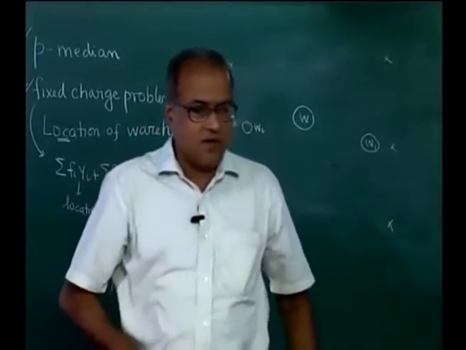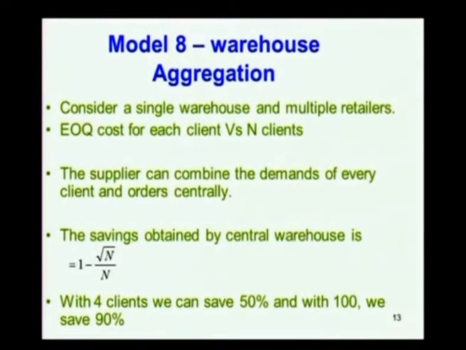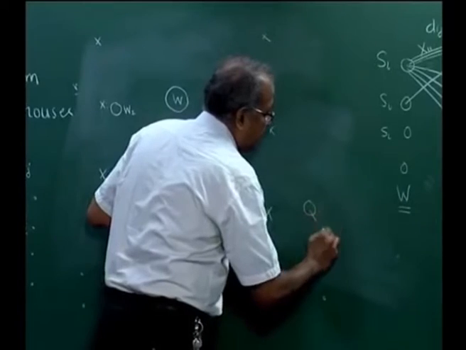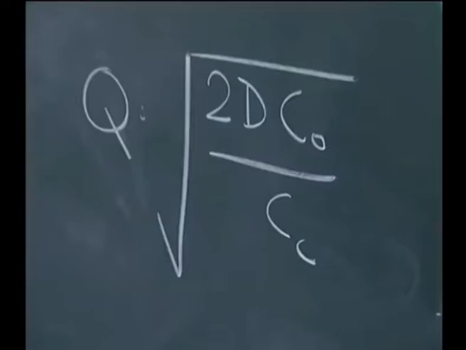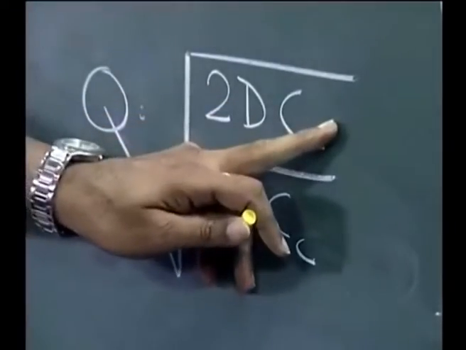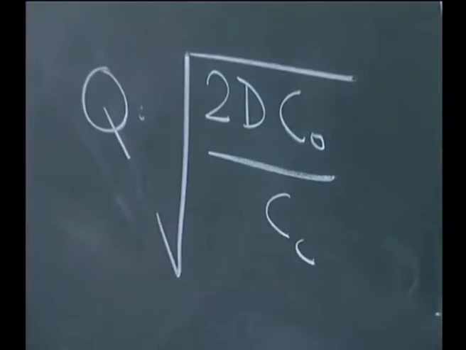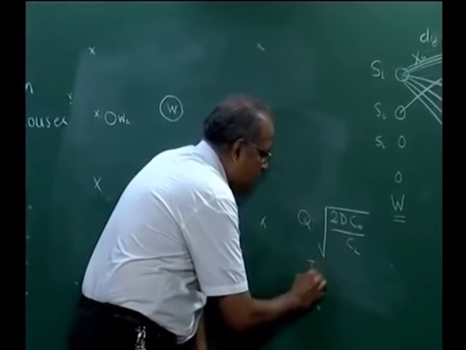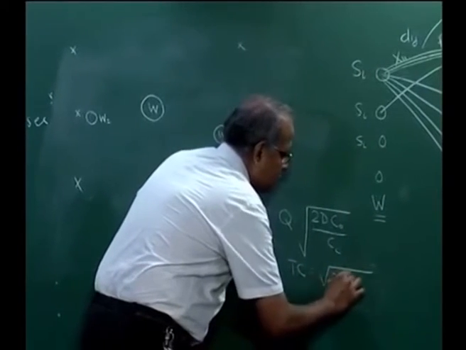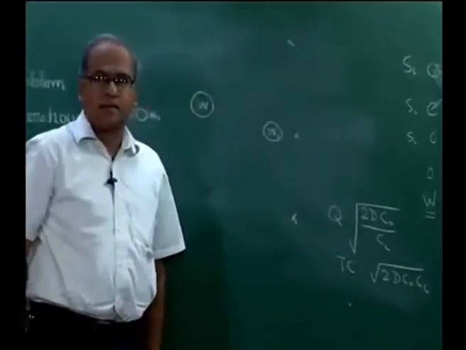Now we look at some of these, we look at a single warehouse and multiple retailers. Now one could simply easily calculate the economic order quantity cost for each retailer for n retailers. So if we have n retailers, using our traditional formula that we have used, the economic order quantity Q will be equal to root over 2 D C naught by Cc, where D is the demand for the item, C naught is the order cost, Cc is the inventory carrying cost. So for each of them, this will be for a single item, this will be the economic order quantity, and the total cost at the economic order quantity will be root over 2 D C naught Cc.